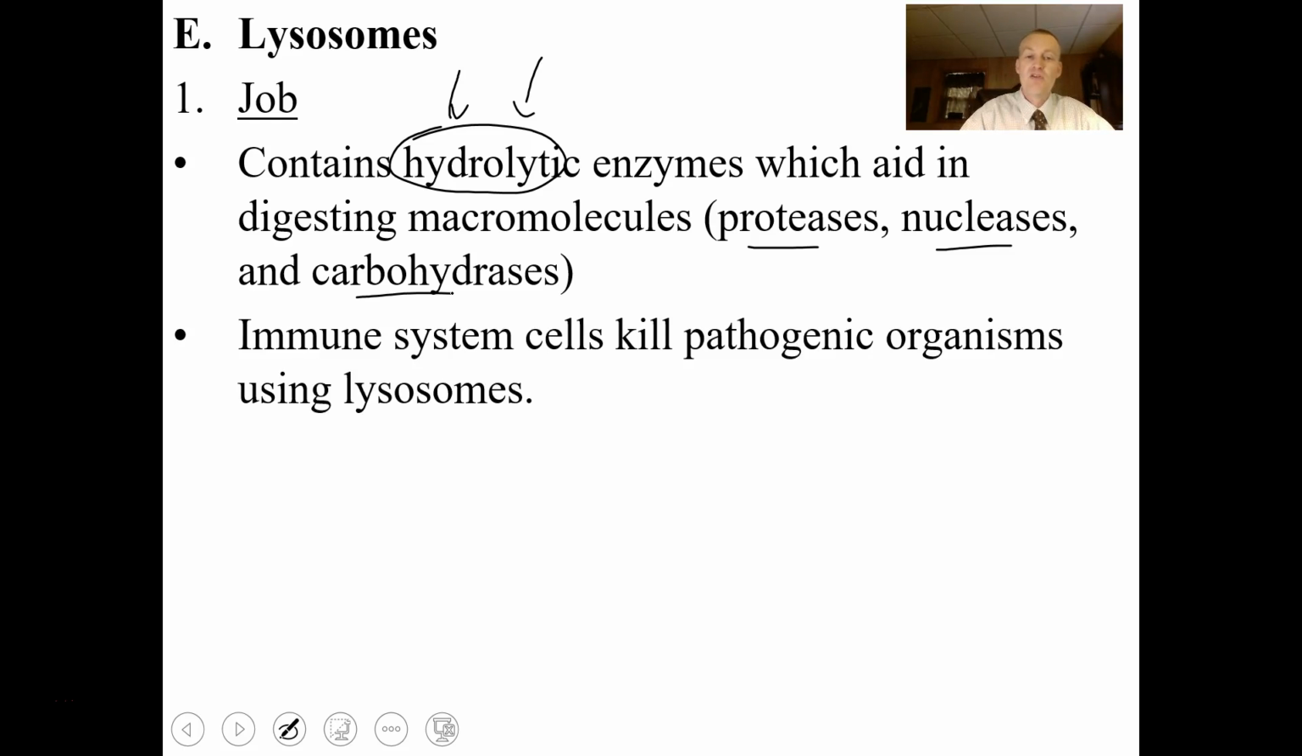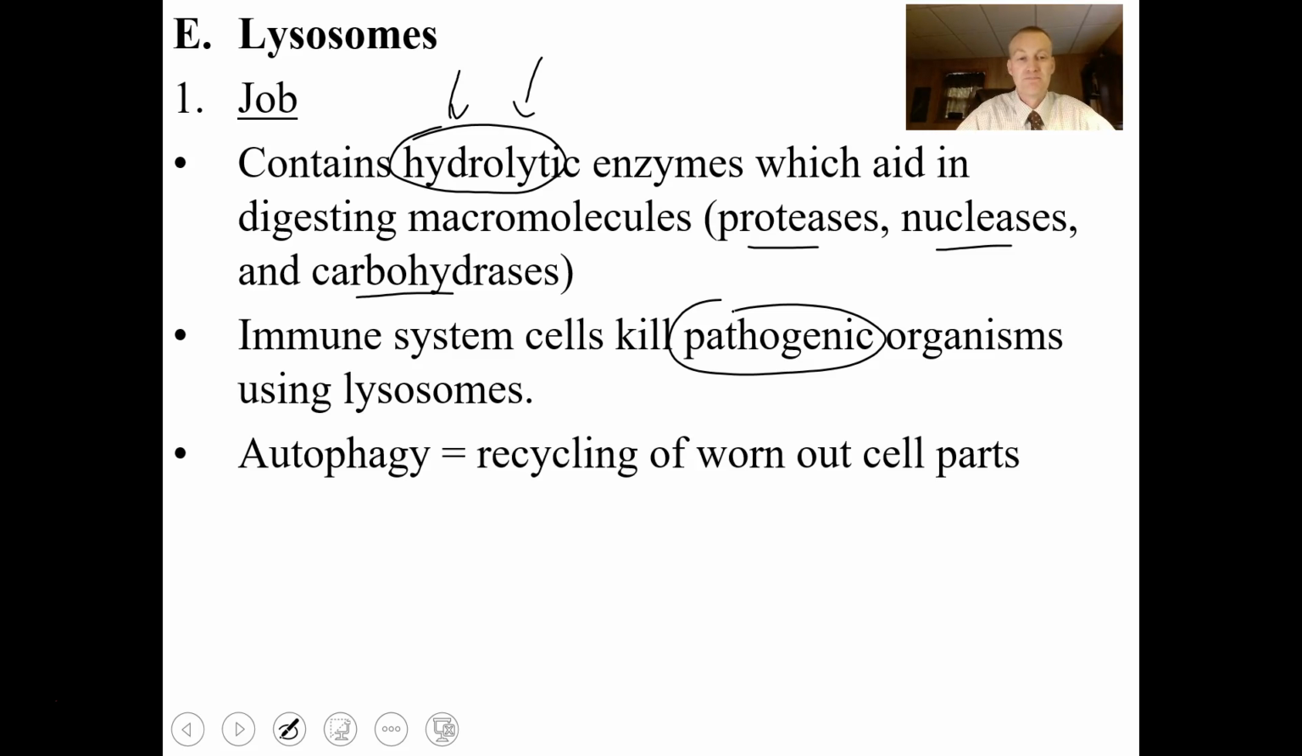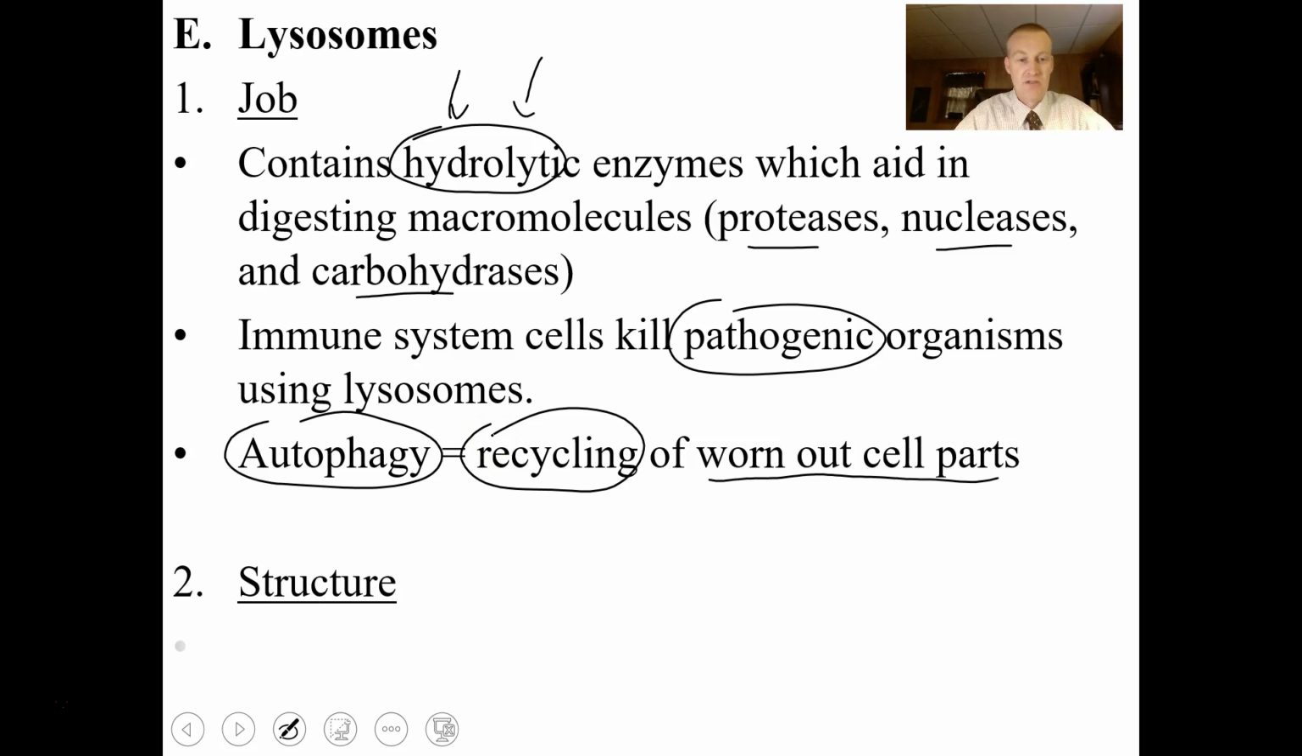Now, your immune system cells actually have lots of lysosomes, and they use lysosomes to kill pathogenic organisms that come into your body. We also use lysosomes for autophagy. Autophagy is a concept where we take and eat worn out body parts or put them into vacuoles, and then we take lysosomes and recycle them using the digestive enzymes that are inside of them.